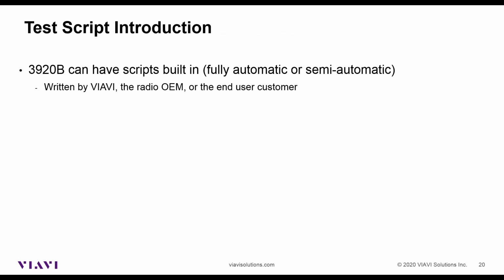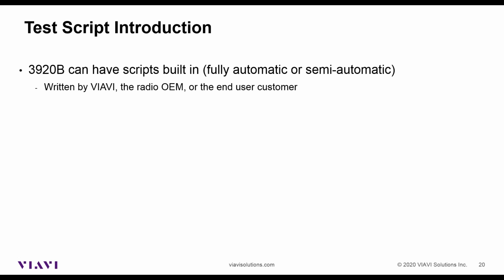So on the 3920B, we can have test scripts built in. Some are fully automatic, where we control the radio and the test set, and it will do a complete test, both transmit and receive, and in fact, it will do alignment in most cases. Or they'll be semi-automatic, where you may have to have a bit of user intervention or operator intervention. Turn the knob to position 3, key the radio, look on the display, what is the value? So all of this will speed things up.